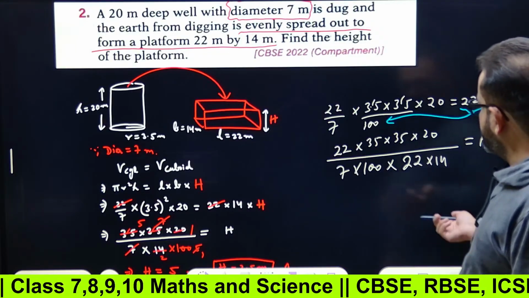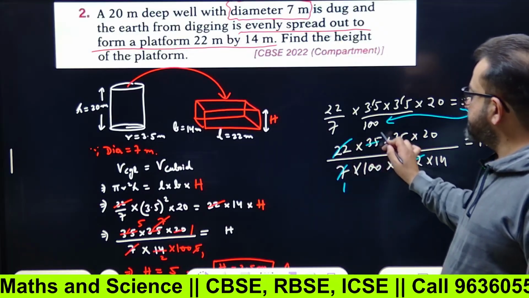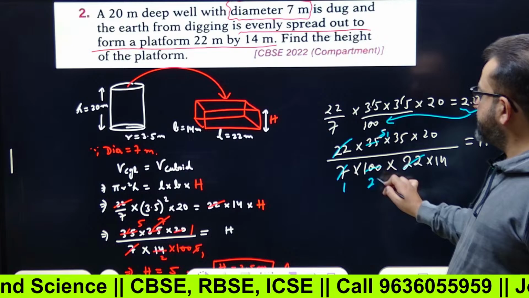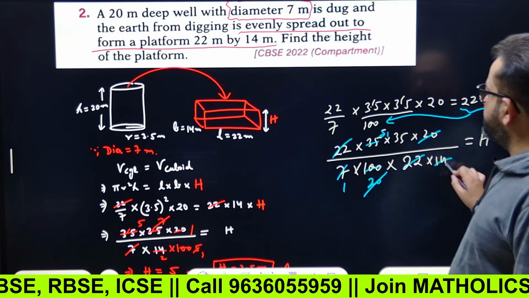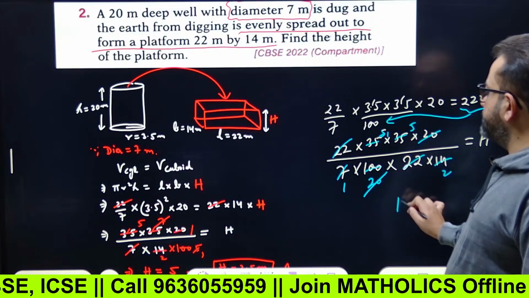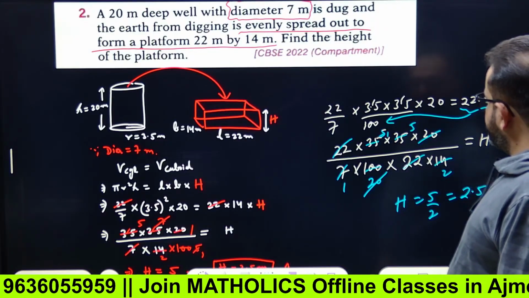Okay, so now you have to solve this. 22 got cancelled. 7 ones are 7, 5 sevens are 35. 5 ones are 5, 20s are 20 and 20 got cancelled. 35 and 14 remaining. 7 twos are 14, 7 fives are 35, so 5 by 2. So H is 5 by 2, that is 2.5 centimeter.